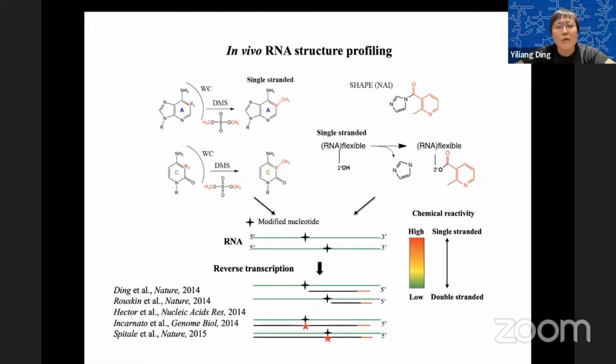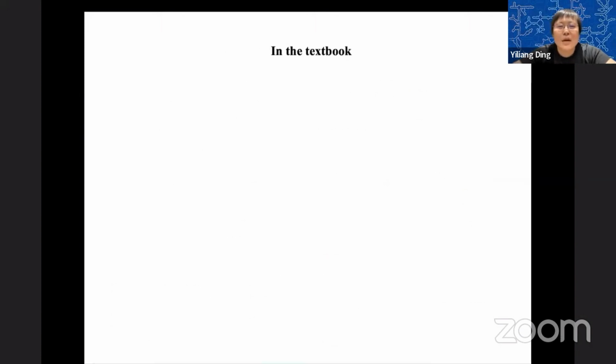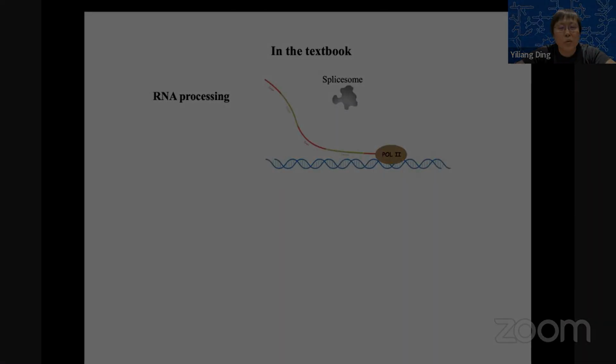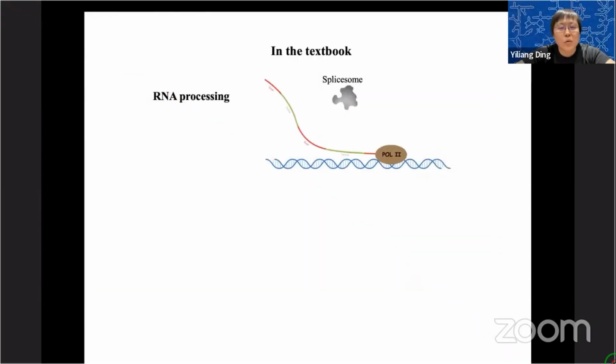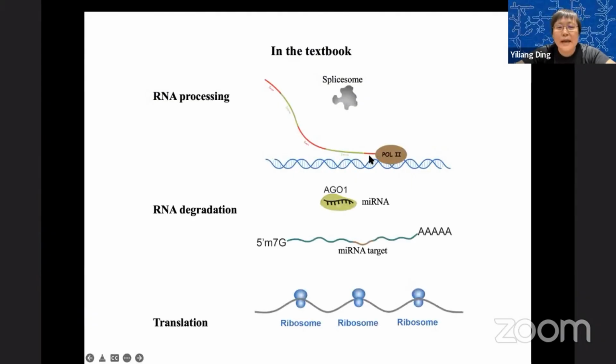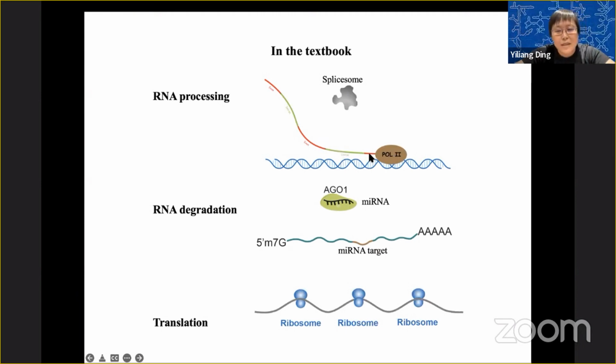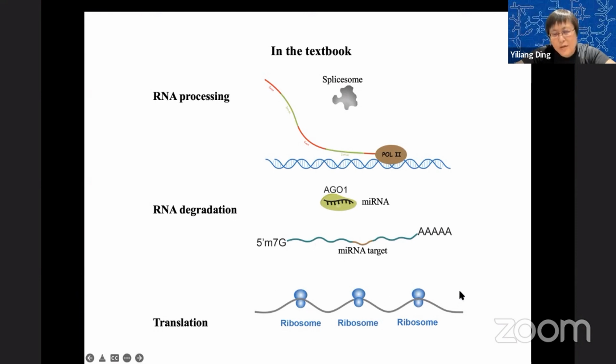Now with this kind of powerful in vivo RNA structure method, we thought maybe we can start to explore the functionality of RNA structure in living cells. Let's take a look at the textbook. We know RNA is involved in really important biological processes such as RNA processing, RNA degradation, and translation. Again, in all these textbooks, these RNAs are drawn as single lines. Do they really look like that in living cells? Now we can revisit the textbook with our powerful method.